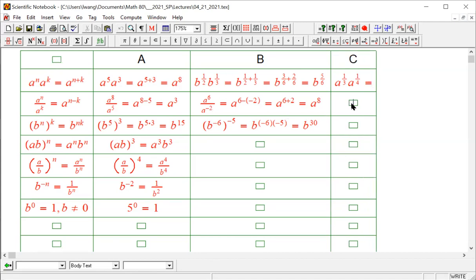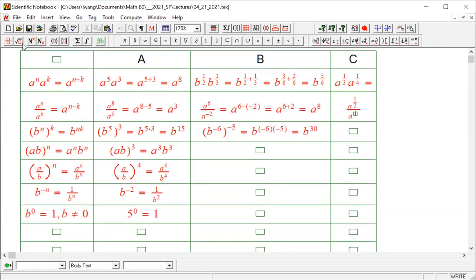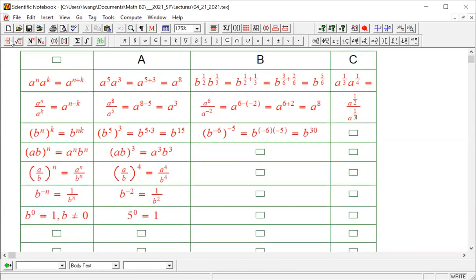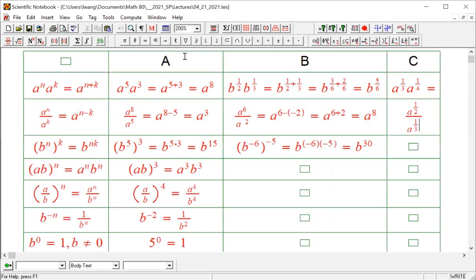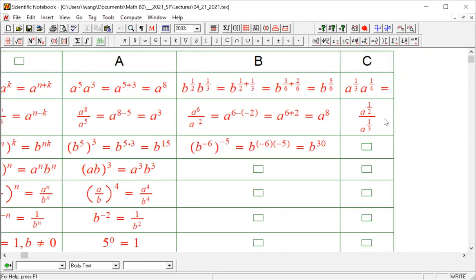And the next one is a quotient: a raised to the power of half in the numerator, and the denominator is a raised to the power of a third. Let me make it larger, 200%. Would that be helpful? Would that make it easier to read?